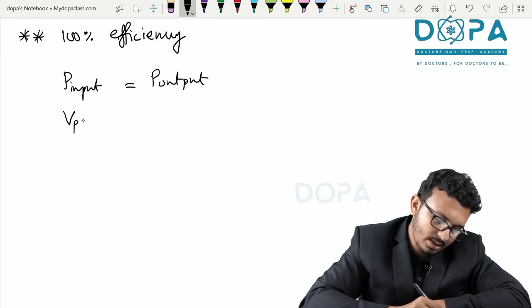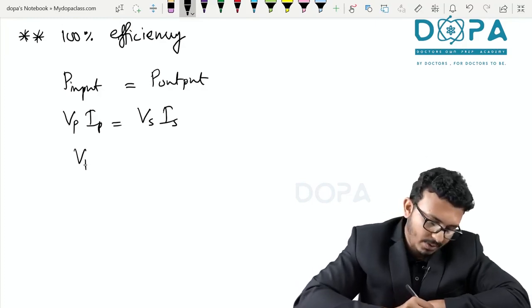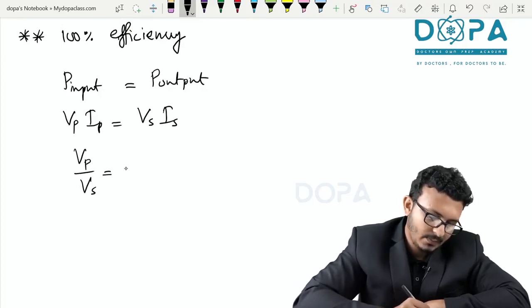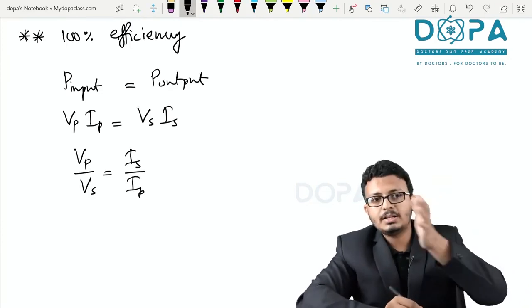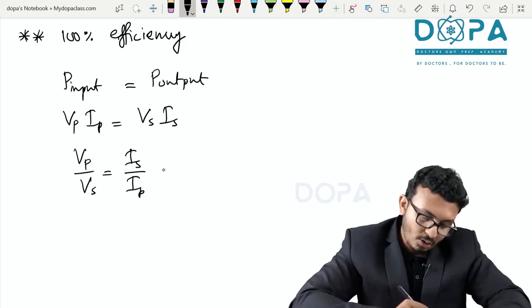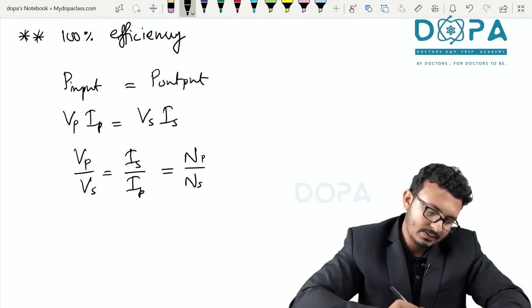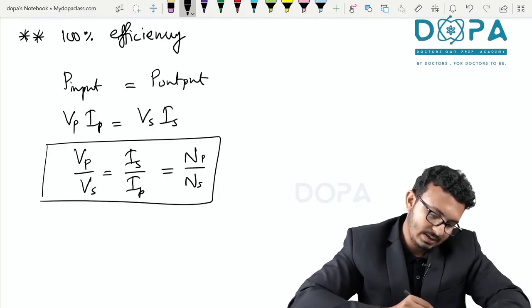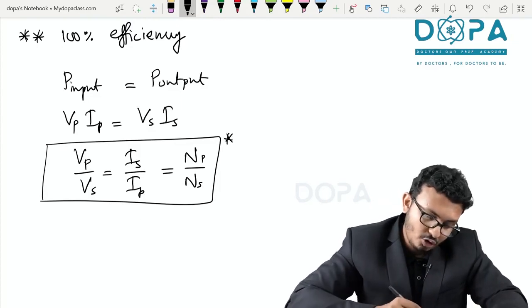So what is the power input? Voltage in the primary times current in the primary is equal to voltage in the secondary times current in the secondary. So Vp by Vs is equal to Is by Ip. So the higher the voltage, the lower the current. The higher the current, the lower the voltage. We already know that Vp by Vs is equal to Np by Ns. So this is another result, combined with the first one.